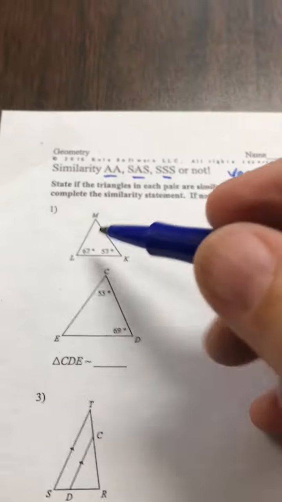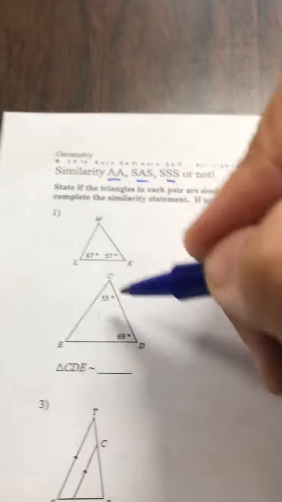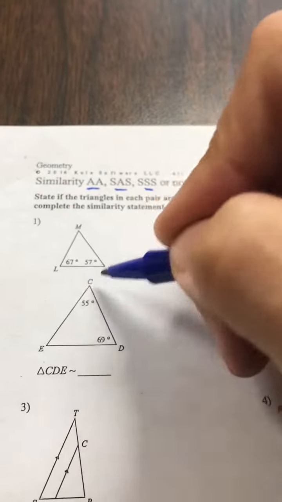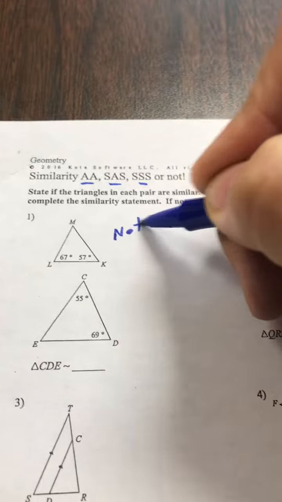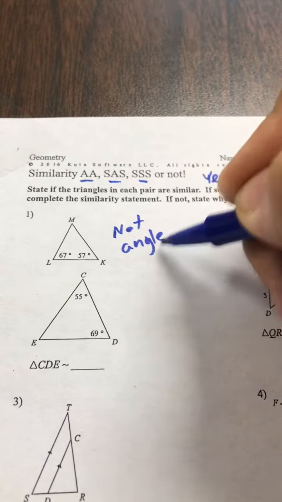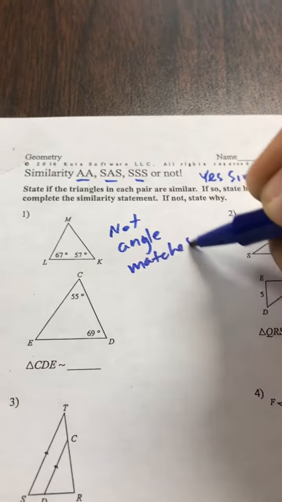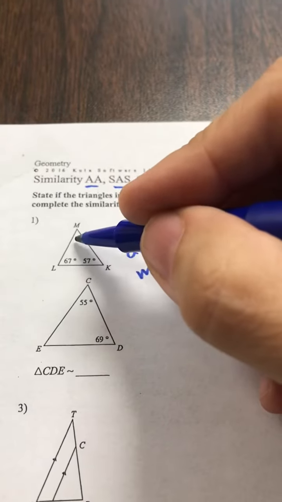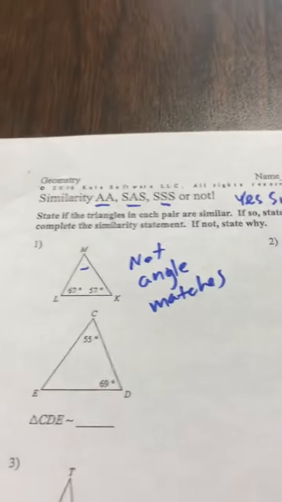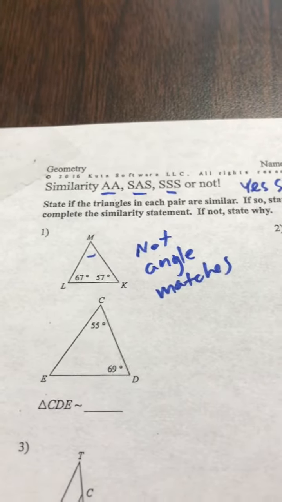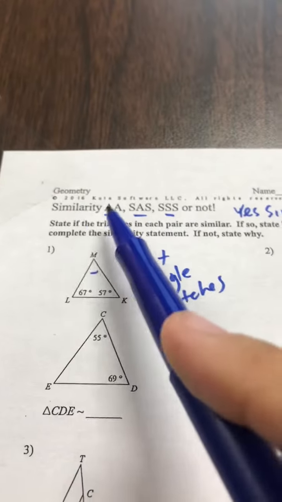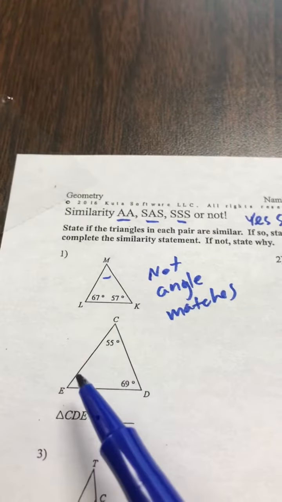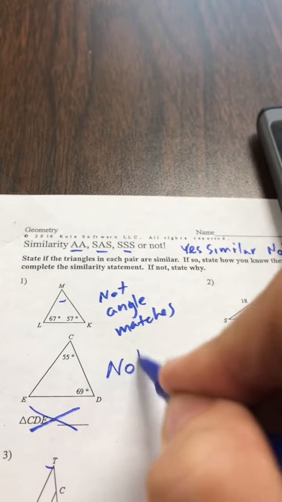It looks like we have an angle and a different angle. So no, not angle matches. Okay, 57, I don't see a 57. Now I could use a calculator and figure out what that third angle is. But I'm not sure that's going to help me because I need two angles that match. So I'm going to have to say not similar.